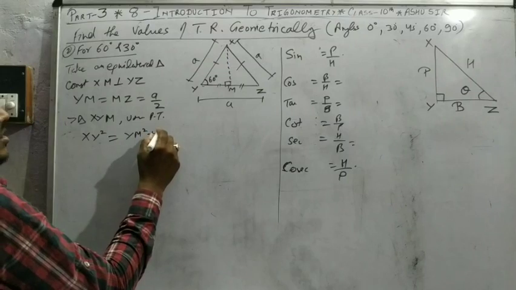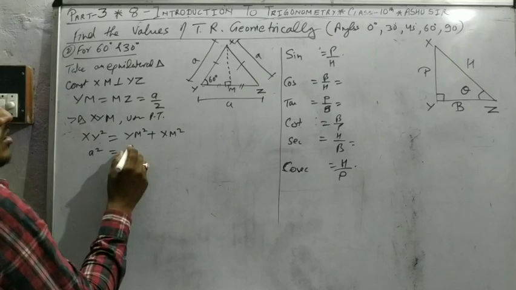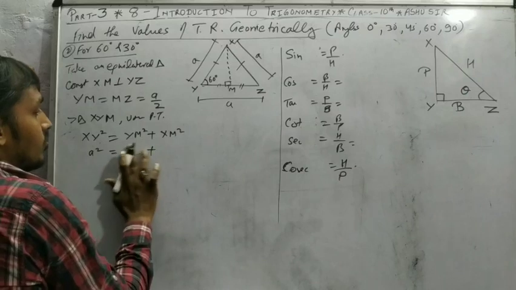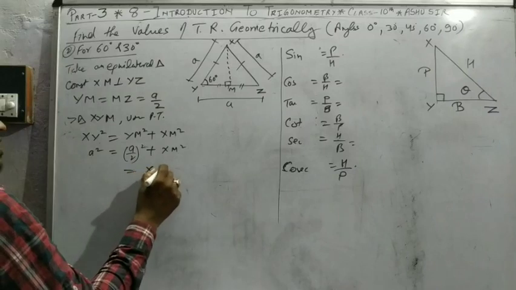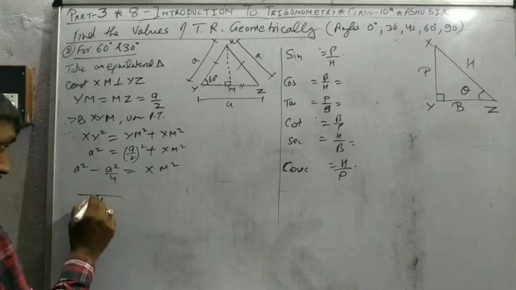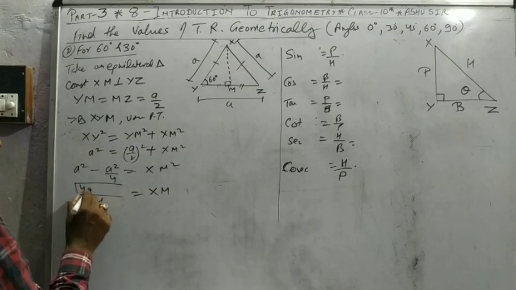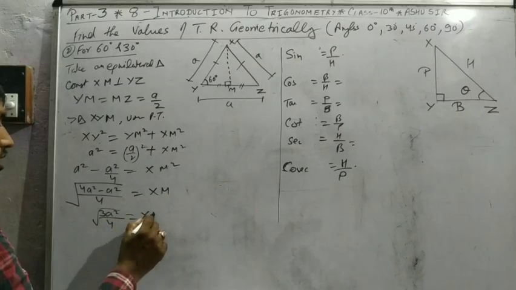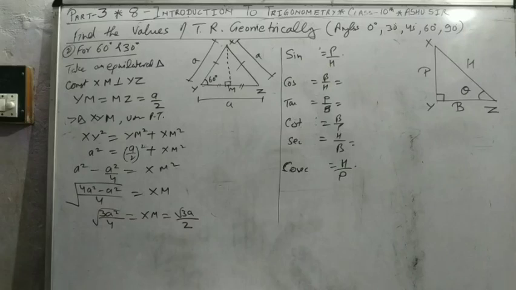is YM square plus XM square. a square, XM not given, YM a by 2. So XM square is a square minus a square by 4, LCM 4, so XM square is (4a square minus a square) by 4, which is 3a square by 4. So XM is equal to root 3a by 2. That is the value of XM.